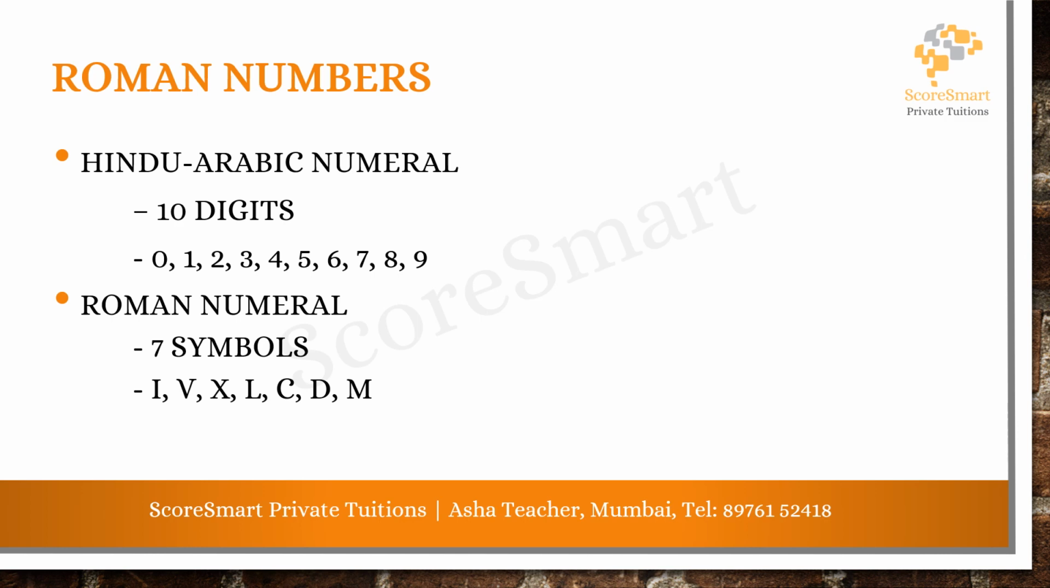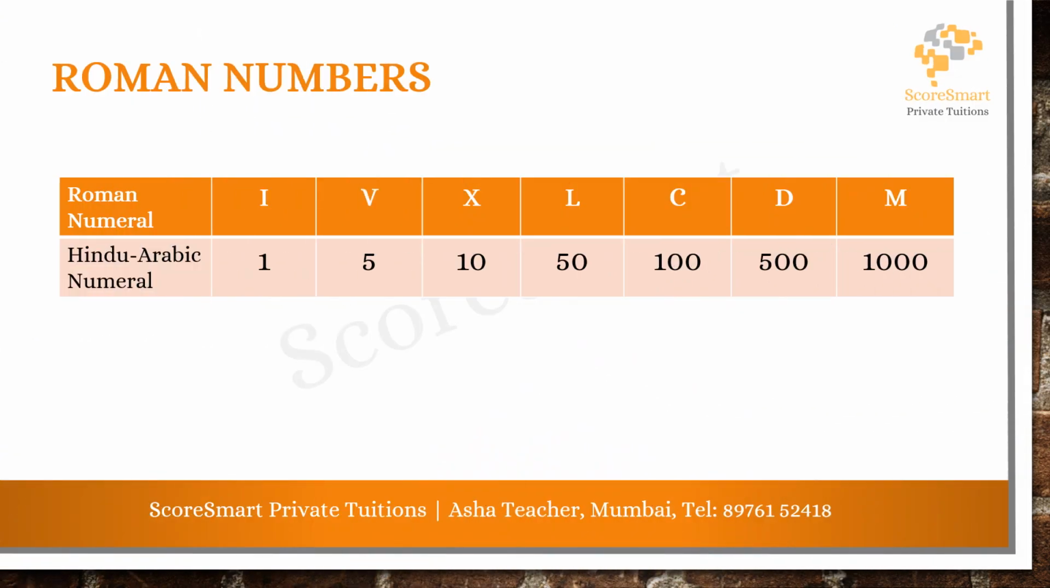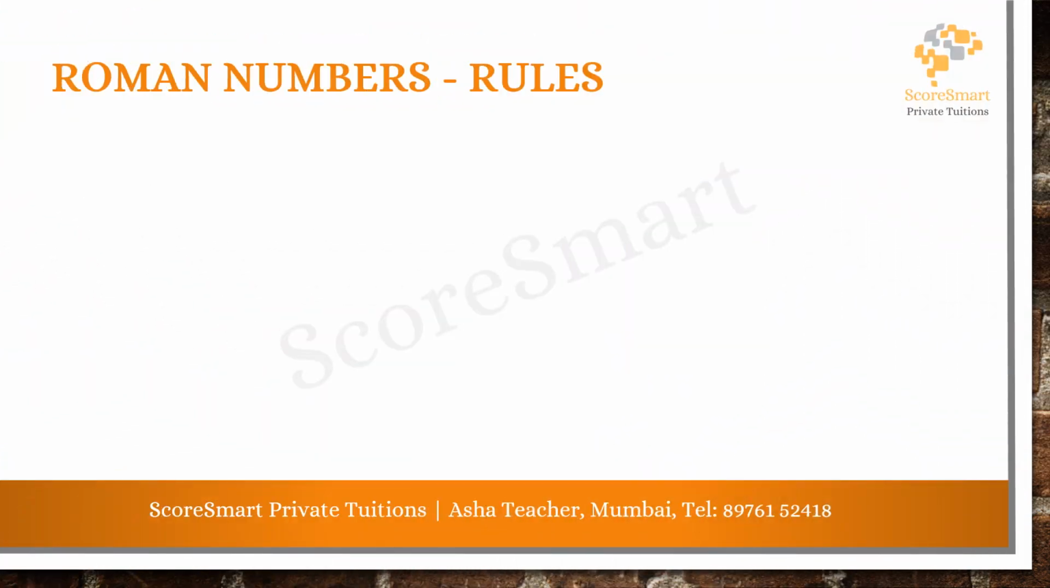We will know more about details of these Roman numbers. So I corresponds to 1 in our Hindu or Arabic numeral. V corresponds to 5. X corresponds to 10, L corresponds to 50, C to 100, D to 500 and M to 1000. So the 7 symbols correspond to 7 different values. Let's see the rules for these Roman numbers.